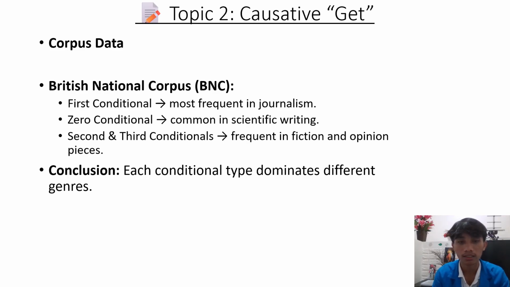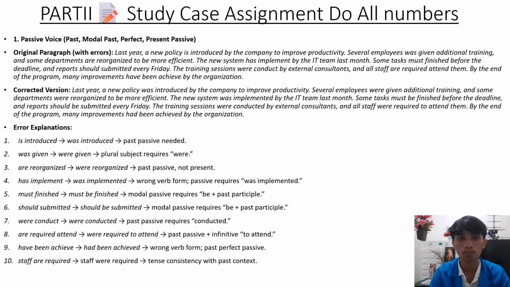To conclude, conditional sentences are essential for expressing conditions and results. Zero conditionals state facts. First conditionals predict futures. Second conditionals imagine unreal presents or futures. And third conditionals reflect unreal pasts. They are widely used in everyday language, media, and academic writing.